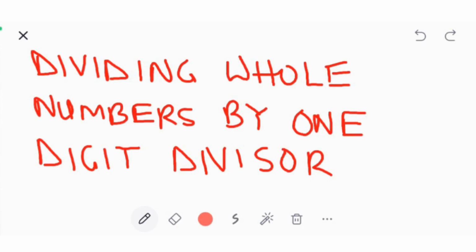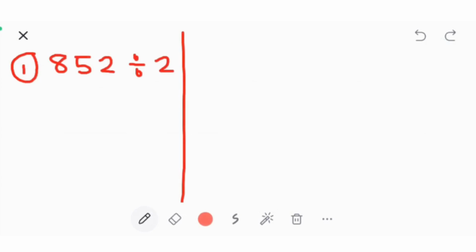Today we are going to learn how to divide whole numbers by a one-digit divisor. If you were given a question like this, 852 divided by 2, how do you divide this? Easy. Draw the division symbol. Then you put the first number, which is 852, inside. Then the second number, which is 2, will be outside of the division symbol.